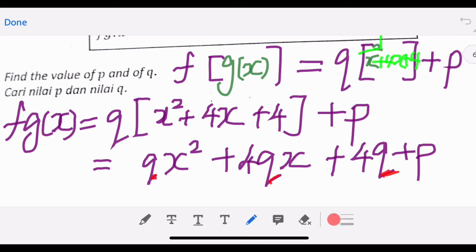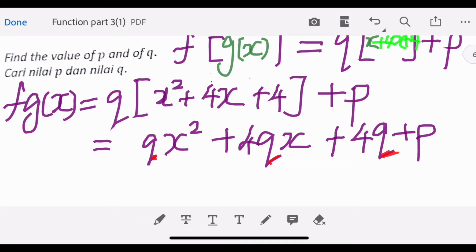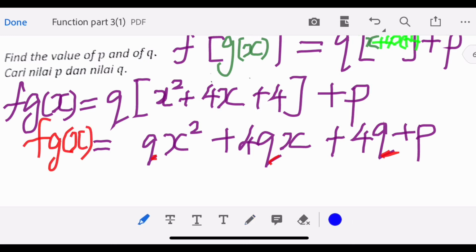I can't even do any more simplification, right? Okay, so then I will leave my fg(x) at this. This is the one actually found by you. You do it on your own.